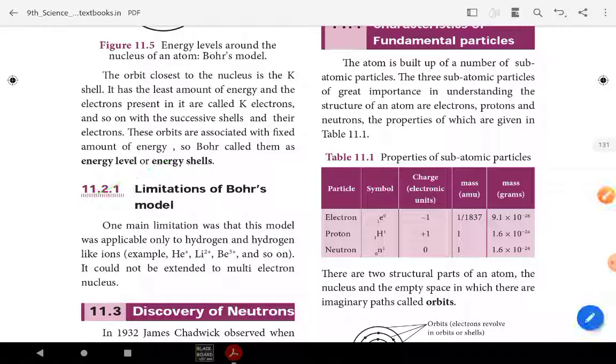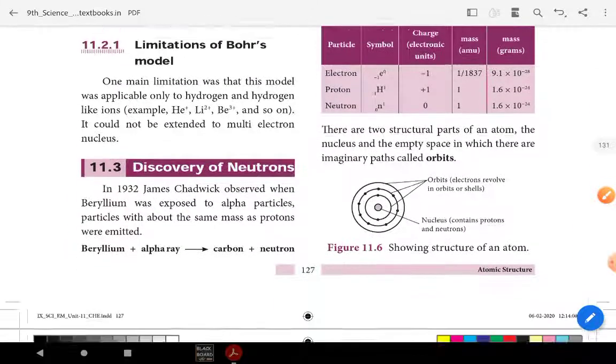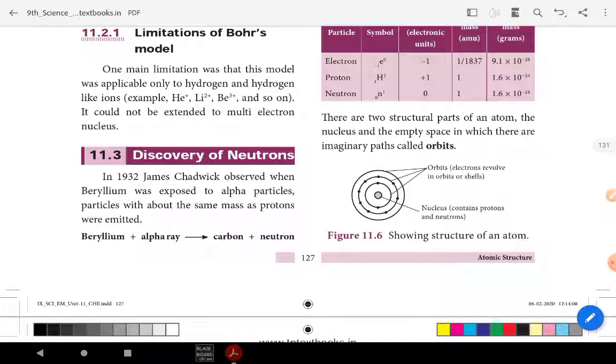Okay, then again children, as usual, எப்போதும் போல இங்கே சில limitations இருக்கு. What are the limitations? குறைபாடுகள் என்னன்னா, limitations of Bohr's atomic model. One main limitation நிறைய இருக்கு. அதில் one main limitation was that this model was applicable only to hydrogen. Only to hydrogen and hydrogen-like ions. Hydrogen போலவும், just like hydrogen, and also hydrogen atom and also hydrogen-like ions or hydrogen-like species.